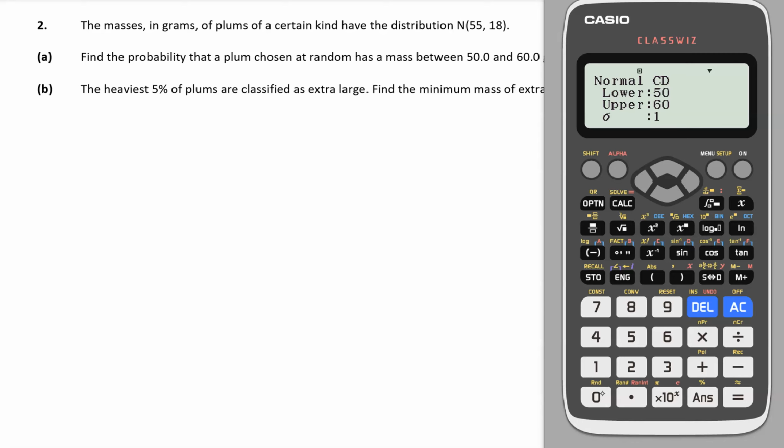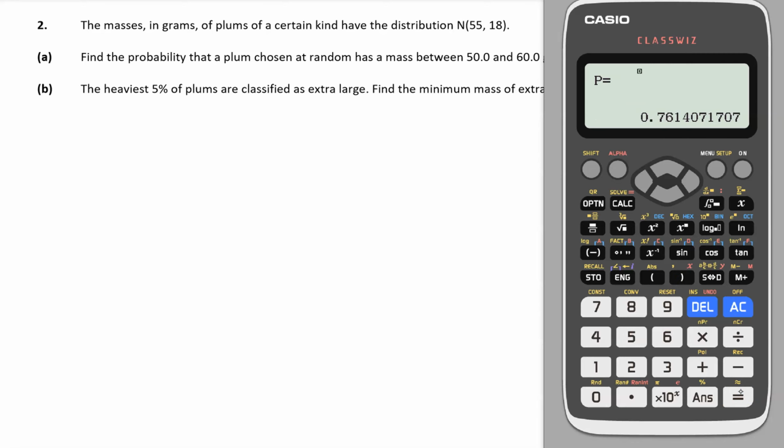For binomial, would we change the 50 and the 60? Or if we've got continuity corrections, that's only when we're going from binomial to normal. Here, keep it nice and simple. Lower bound is 50, the upper bound is 60. The standard deviation is the square root of 18, so be careful there. And the mean is 55.